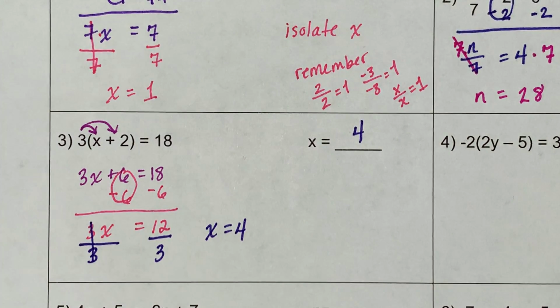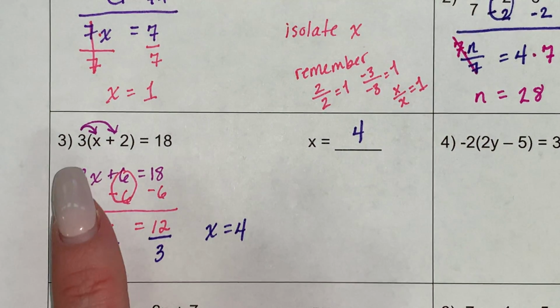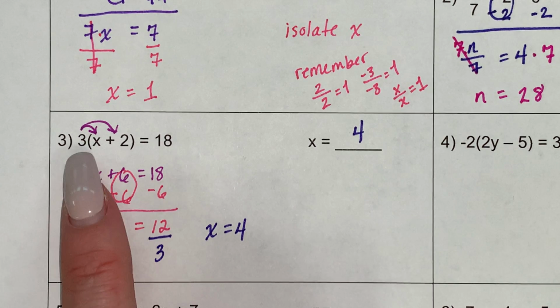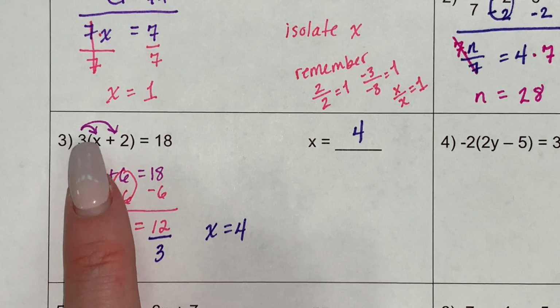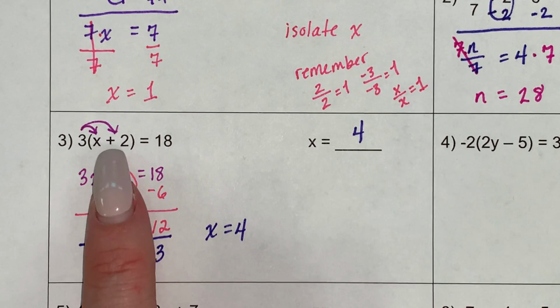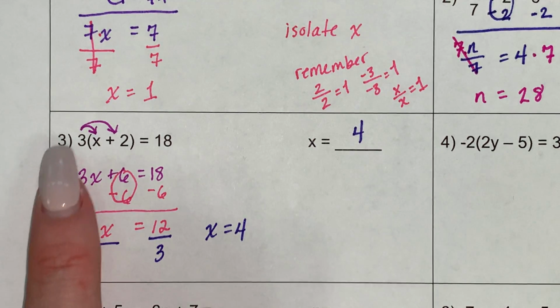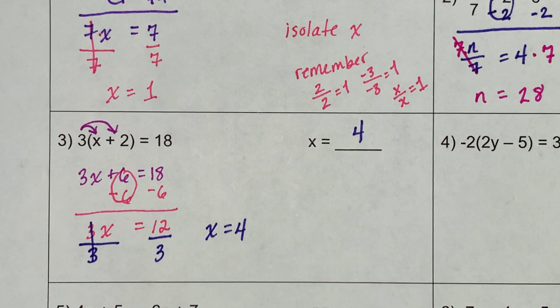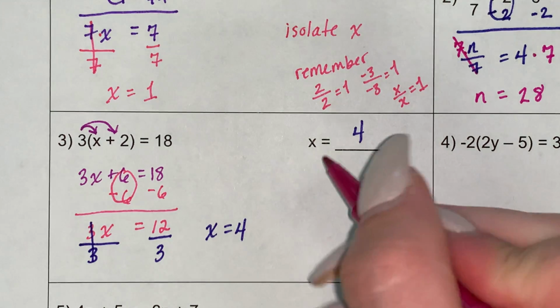Now, there's actually another way you could do this if the problem is set up where there's only one number being multiplied by a parenthesis. This wouldn't work every time depending on what else is over here in the equation, but I did just want to show you the option.